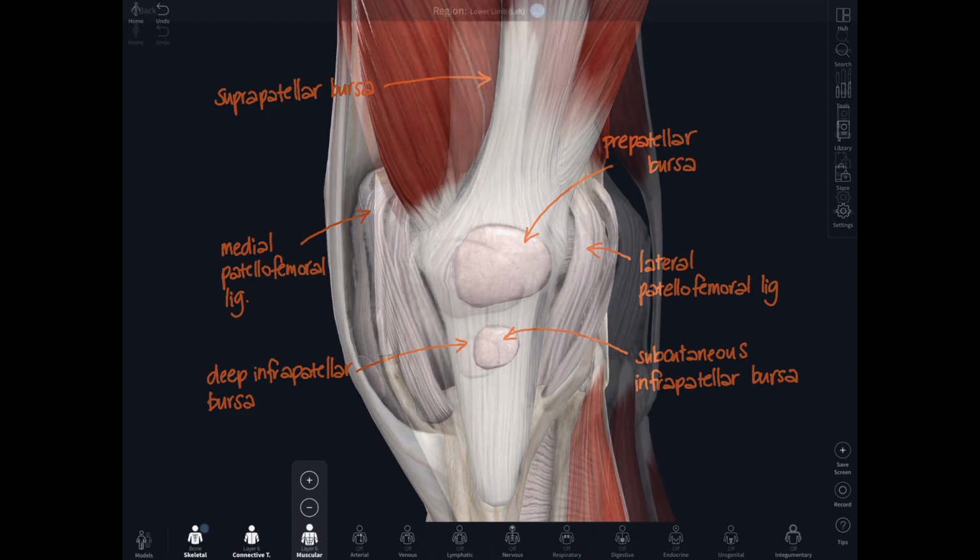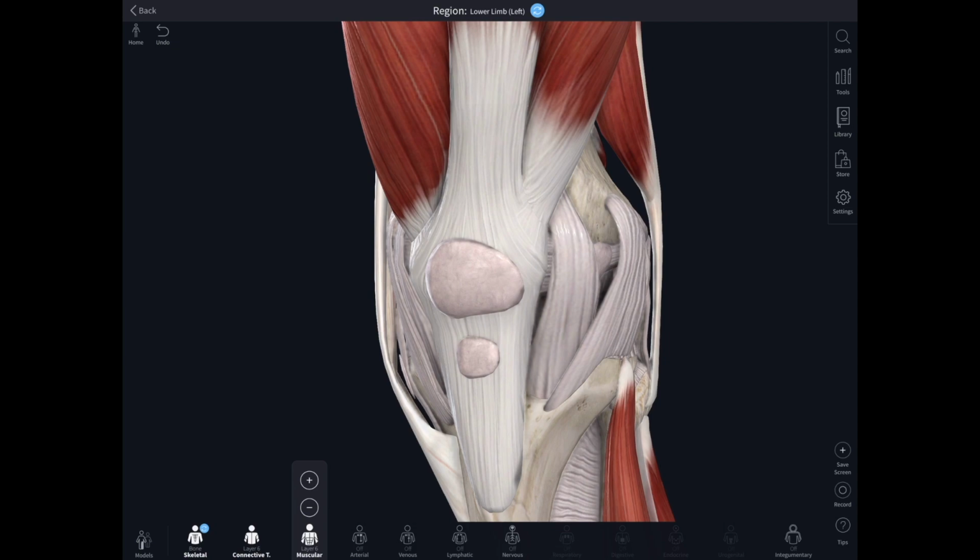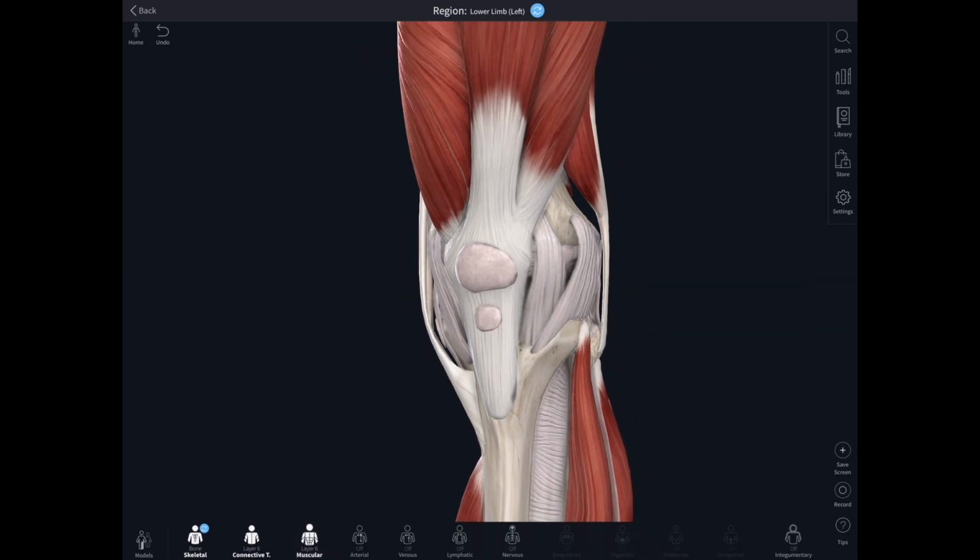So quadriceps tendon comes down to the patella, and then beyond the patella, or below the patella, quadriceps tendon is referred to as the patellar ligament, which then inserts on the tibial tuberosity. And in fact, there are lots of other bursae associated with the knee joint, tucked underneath ligaments and tendons, making up 12 bursae in total.